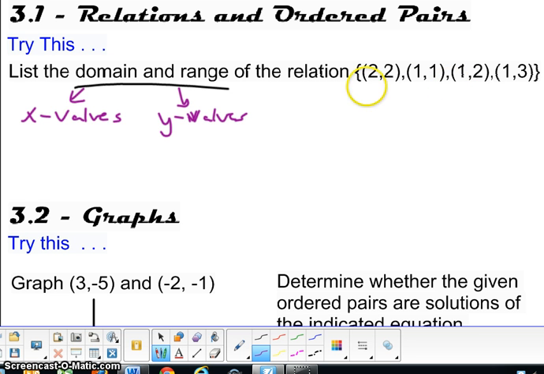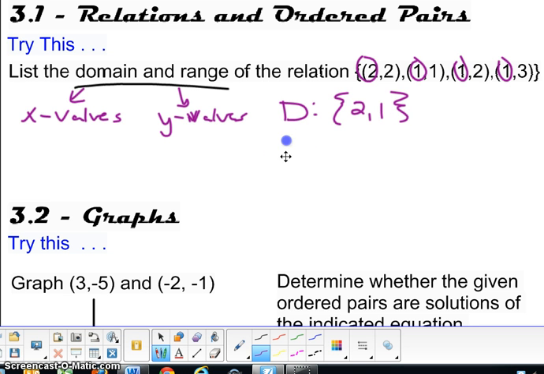So if you look at the x values, which are 2, 1, 1, and 1, with all those repeats, you do not need to write them over and over again. And a good way to write it is domain just with a D, and then we can just list them in set notation, 2 and 1, and not in any particular order.